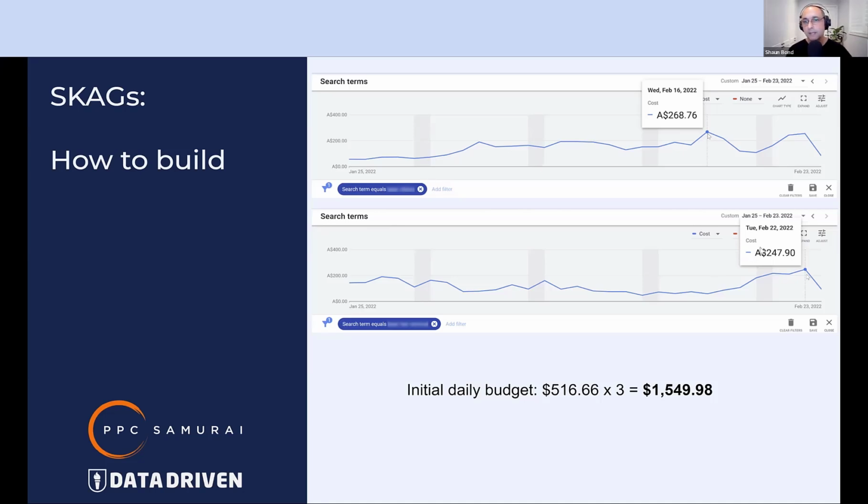I do the same thing for the other search term that I've added as a keyword. So I find effectively the most money I've spent in total for these 2 search terms that are now going to be brand new keywords over there. What's the worst case scenario in terms of possible spend according to the previous data? I add those together, which gives me $516, multiply that by 3 to give me plenty of headroom to start with. That gives me the budget that I would set for this campaign. This is my SCAG campaign.